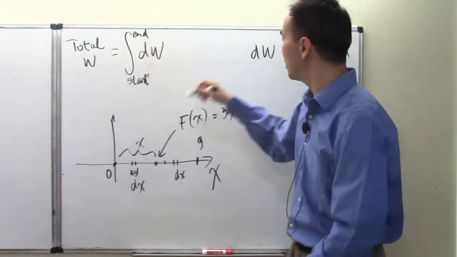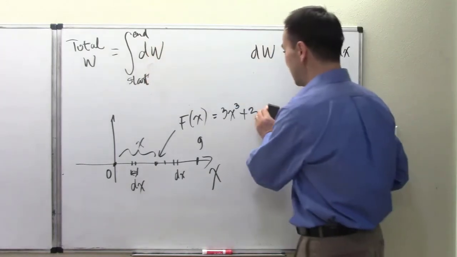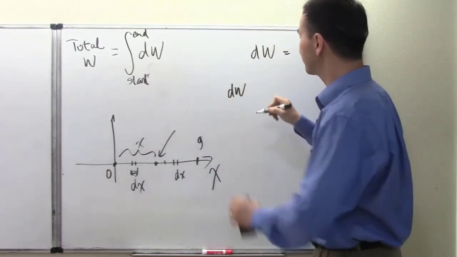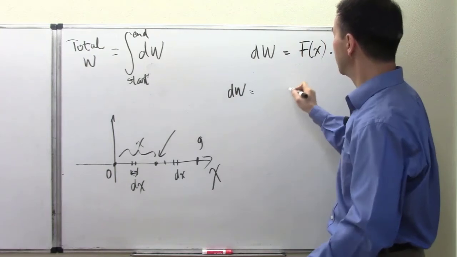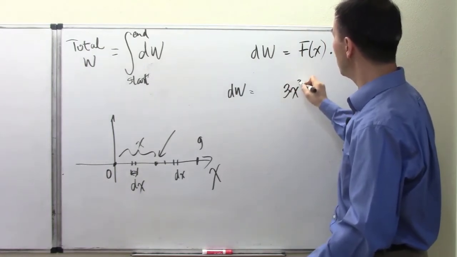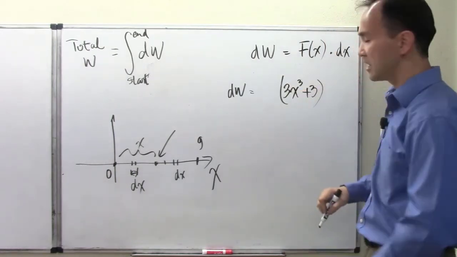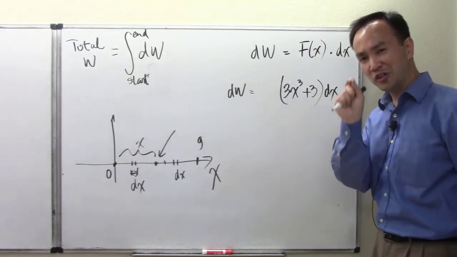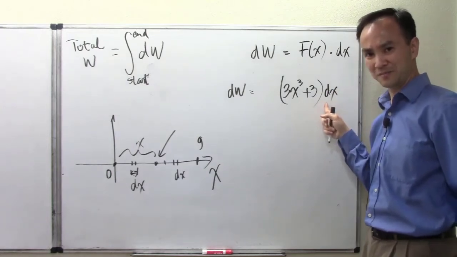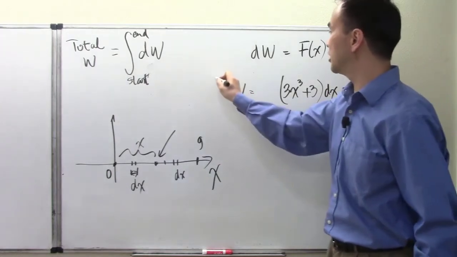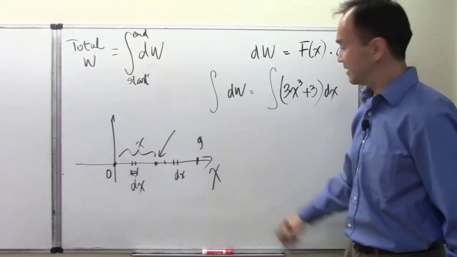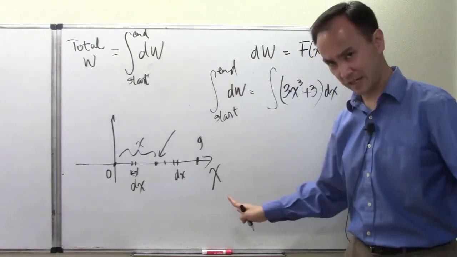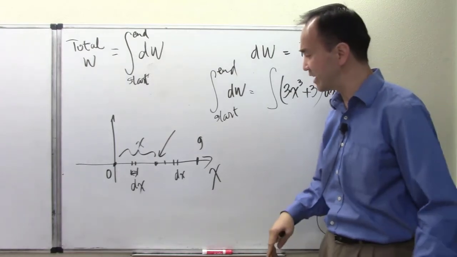We're accumulating, so allow me to rewrite this a little bit. All of the little dw right here is the same as 3x cubed plus 3, the force at any x instance, but multiplied with the infinitesimally small change in distance. That's what this is. And in that way, now I'm going to be accumulating from start to end.